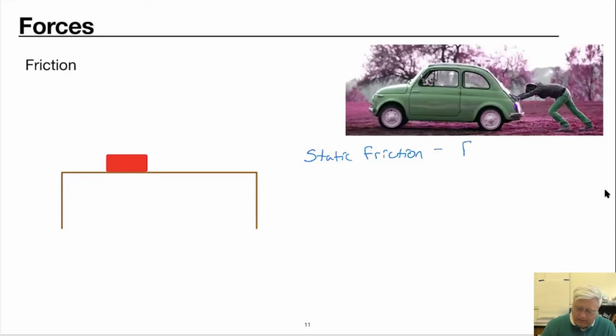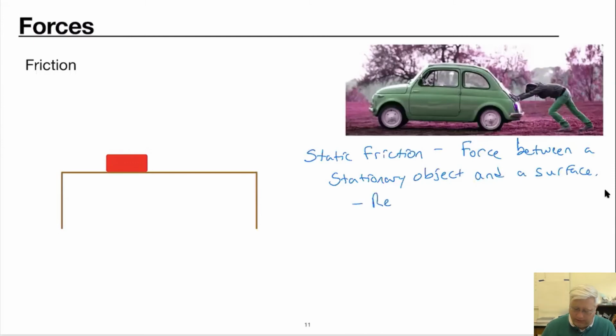So I'll just put a little note here. It's the force between a stationary object and a surface. And it wants to resist motion. All right, so that's one type of friction.